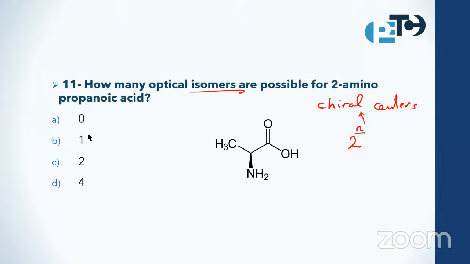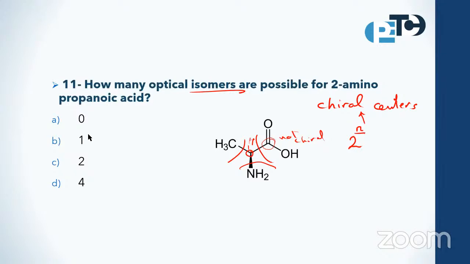So how many chiral centers here? This carbon is not chiral. Any carbon containing a double bond is not chiral. While for this carbon, let's see the groups surrounding it: the first group is the carboxylic group, then the amino group, the methyl group, and the fourth one is H. So we have 4 different groups, so this is a chiral center.